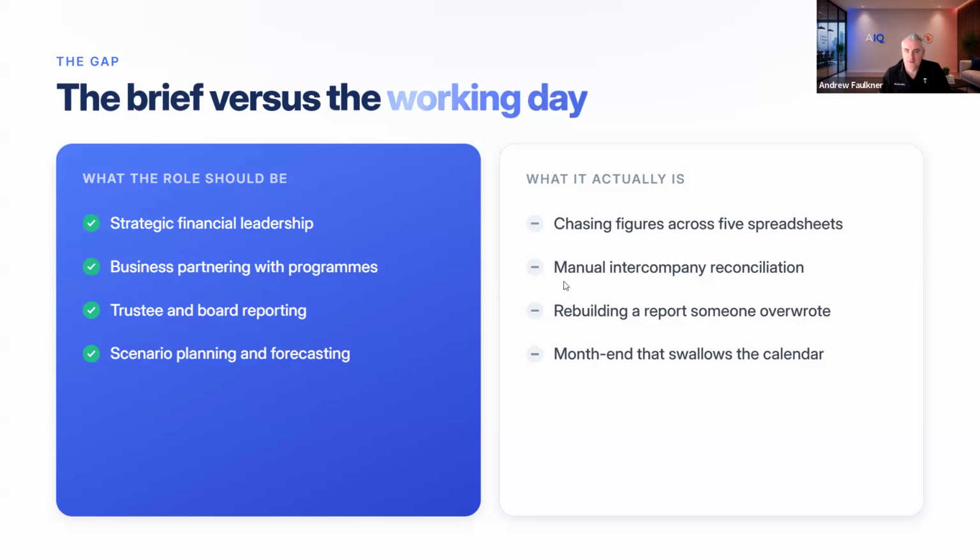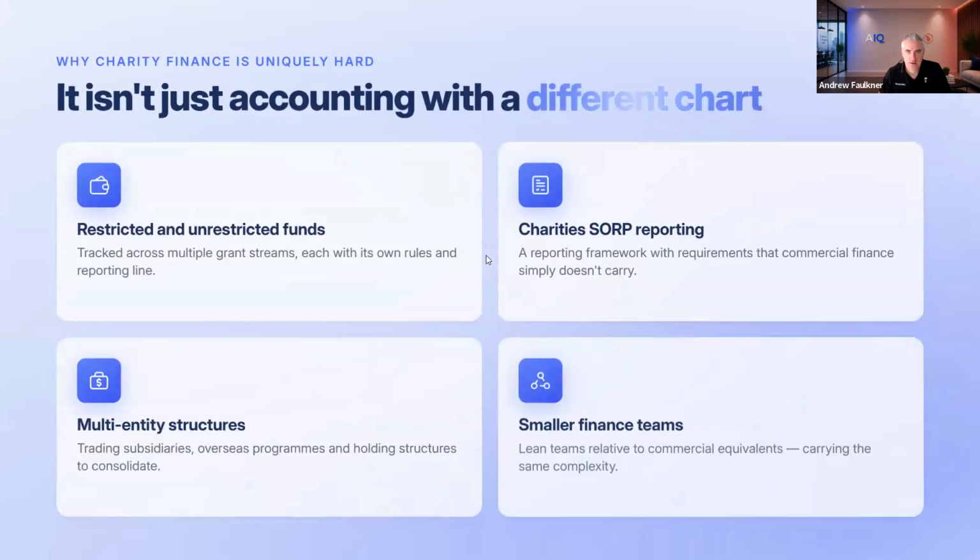The reality is, though, you might be chasing figures across multiple spreadsheets constantly. You're manually reconciling if you do have more than a single entity within the organization. You're rebuilding reports sometimes because the requirements have changed, or maybe someone has overwritten the coding in those reports, so there's always that question mark in the back of your head. And then your month end just seems to roll into the next month end continuously. You're never getting away from it.